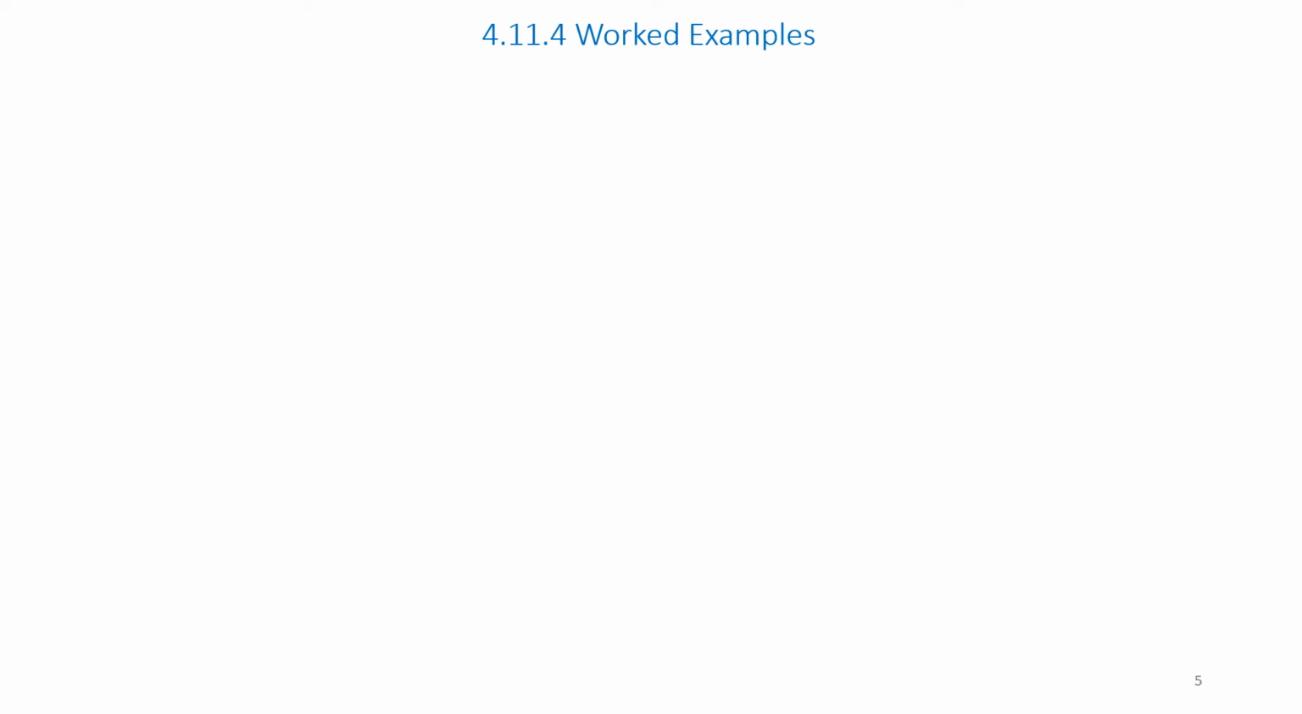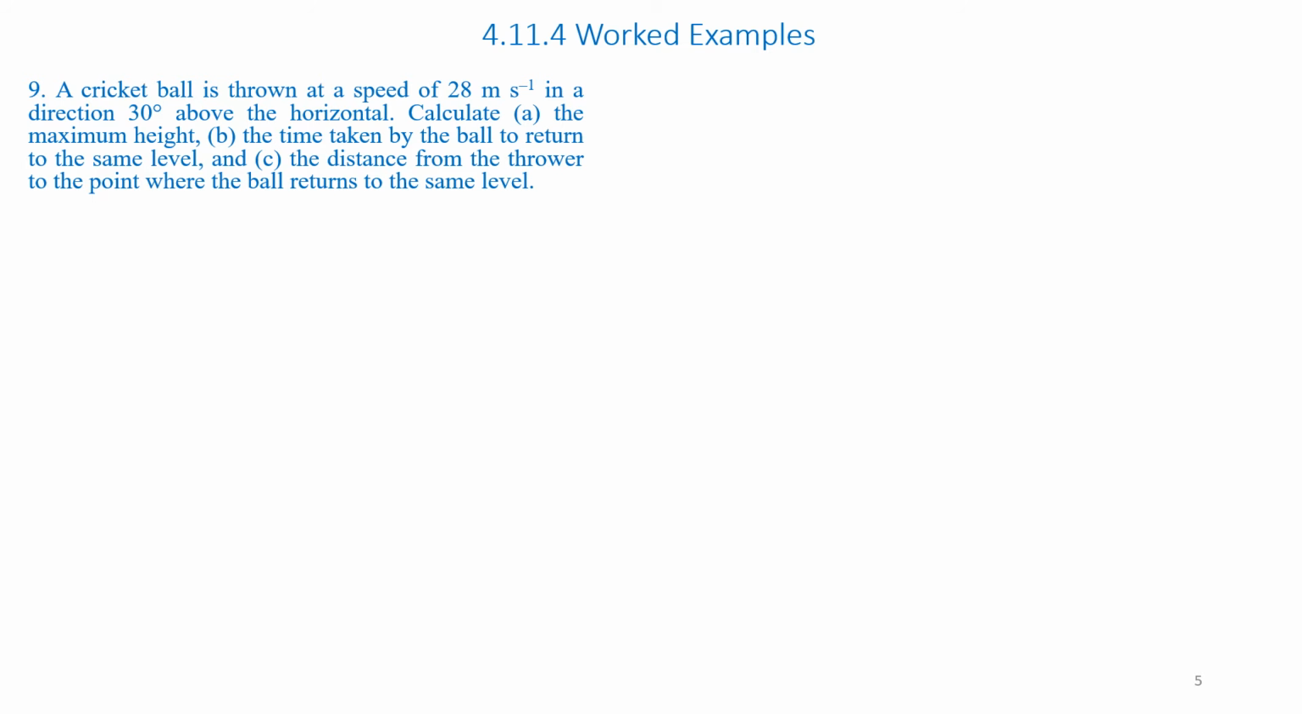Let us solve some problems associated with projectile motion and uniform circular motion. Problem number 9. A cricket ball is thrown at a speed of 28 meters per second in a direction 30 degrees above the horizontal. Calculate A, the maximum height, B, the time taken by the ball to return to the same level, and C, the distance from the thrower to the point where the ball returns to the same level. These are simple problems. We have to remember the formula and substitute it.